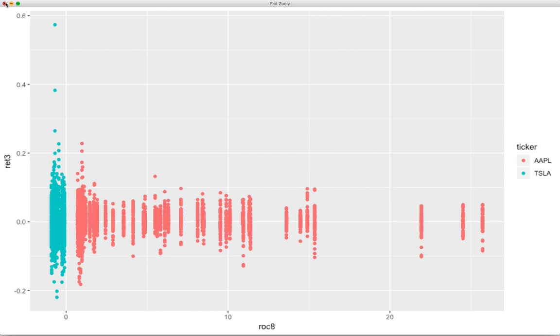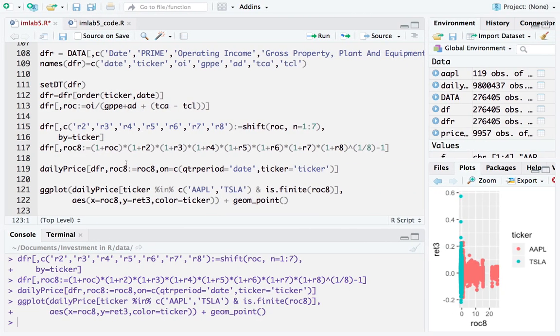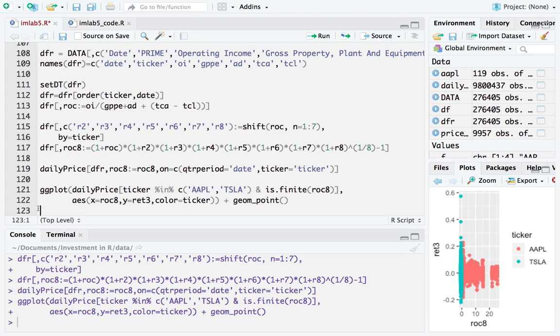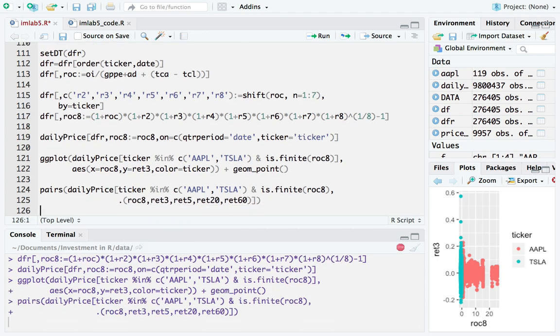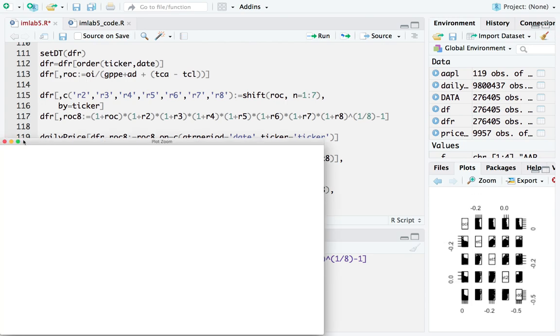All right, and just like before, we're going to use the pairs function on ROC8 to see if we can find some sort of direct linear pattern. I'll just go ahead and grab my pairs one here. Copy that down here. Change this to ROC8. Zoom in.